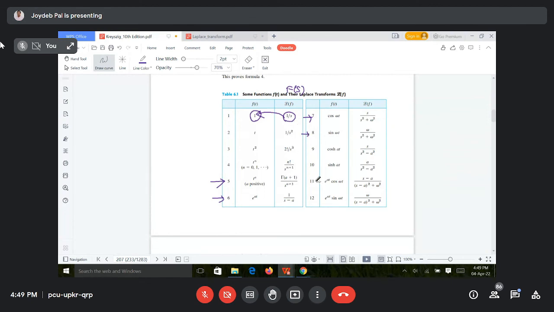So if it is asked, say, what is the Laplace inverse of omega divided by s square plus omega square? Ignore it, I am giving you a particular one. What is the Laplace inverse of 1 by s minus 9? Can you tell me what is the Laplace inverse?